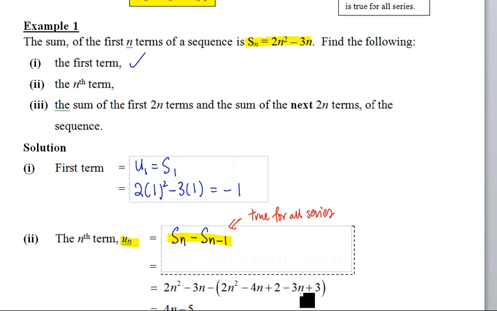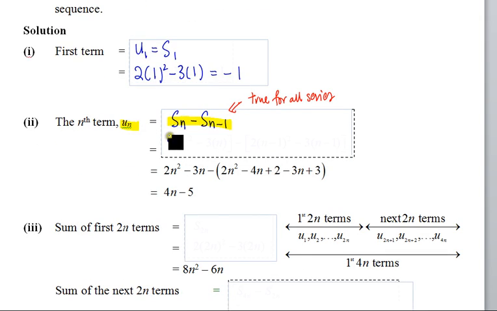So what is Sn? You substitute, you get 2n squared minus 3n, minus Sn minus 1. That means you change the n to n minus 1. Correct? Make sense? Alright? And what happens next is all simplification. You get a general expression for the nth term. Question. All okay? This one is quite easy.